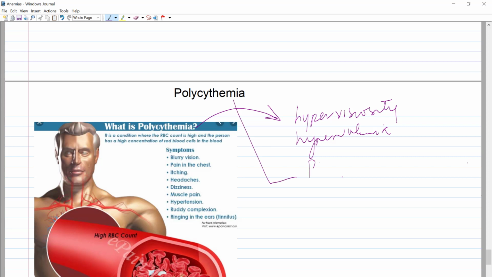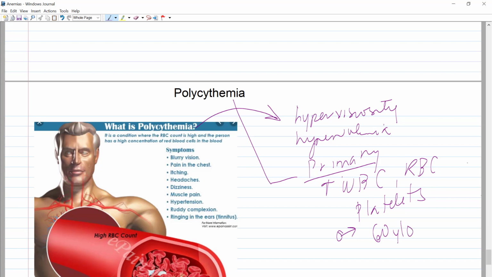And the thing with polycythemia vera, and you've learned this from patho, is that there is primary and there is secondary. So with primary polycythemia vera, it's a chronic myeloproliferative disorder leading to increased WBCs, RBCs, and platelets. Okay, and this is very common in male patients who are in their 60s.